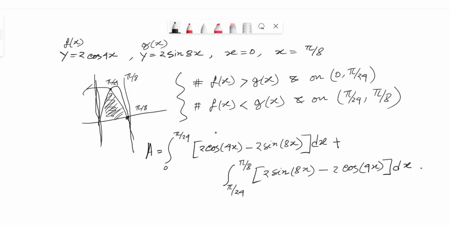Simply, you can see this is f of x and this is g of x. When the range is 0 to pi by 24, we need to subtract g of x from f of x. And the second one, when the range is pi by 24 to pi by 8, we need to subtract f of x from g of x, so this is g of x minus f of x. I just wrote that to make you understand; you do not need to write this. So now we will solve this integration and we'll have the area.